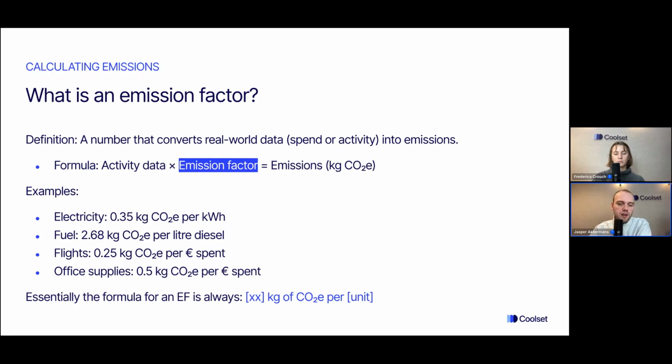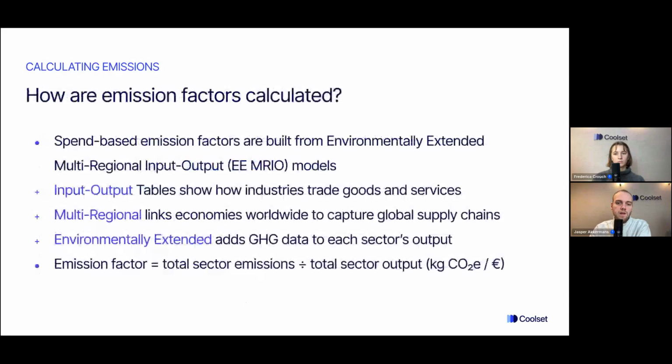Essentially the formula for an emission factor, therefore, is always x kilograms of CO2 equivalent per unit. And that unit can be euros, it can be diesel, it can be kilometers, it can be a lot of things, but that's essentially the way to calculate these things. Also interesting to note is, where do these emission factors come from?